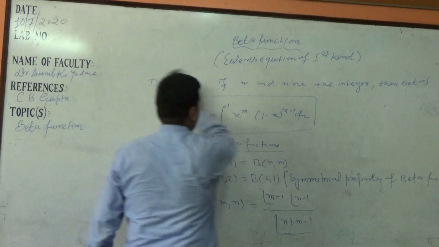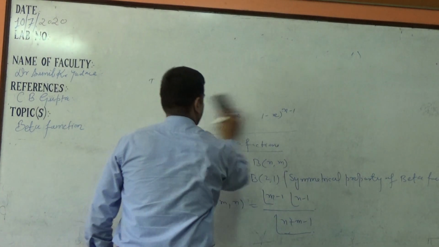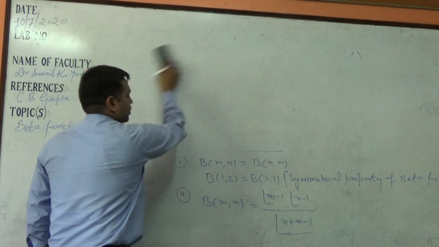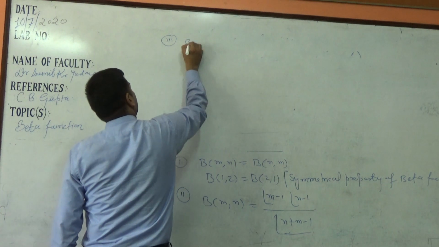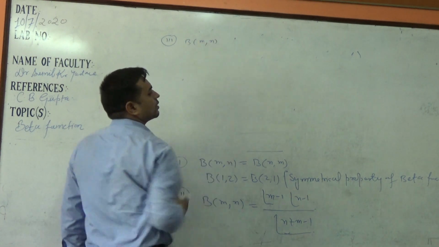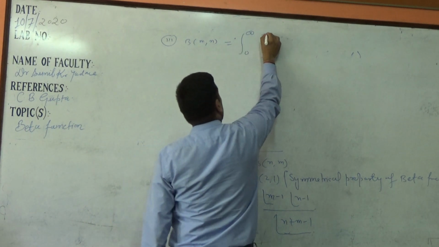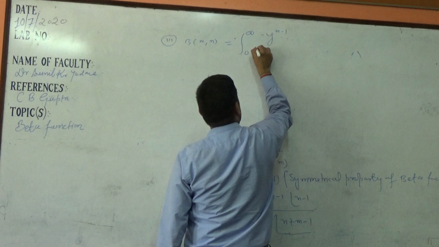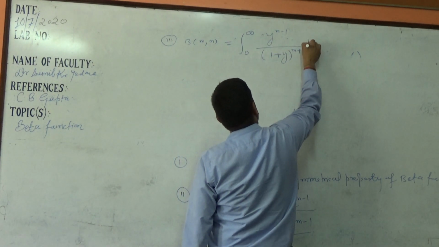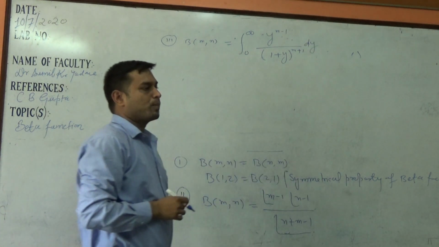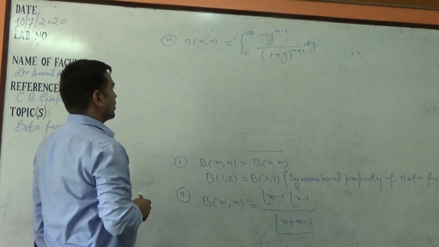Now the next property, that is the third property: beta of m, n is equal to the integral from 0 to infinity of y raised to the power m minus 1 upon 1 plus y raised to the power m plus n dy. That is the integral property of beta function. It is very useful in the numerical problems.